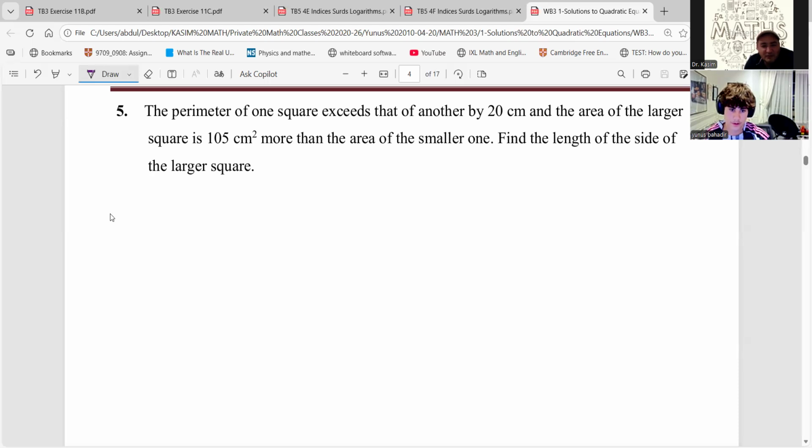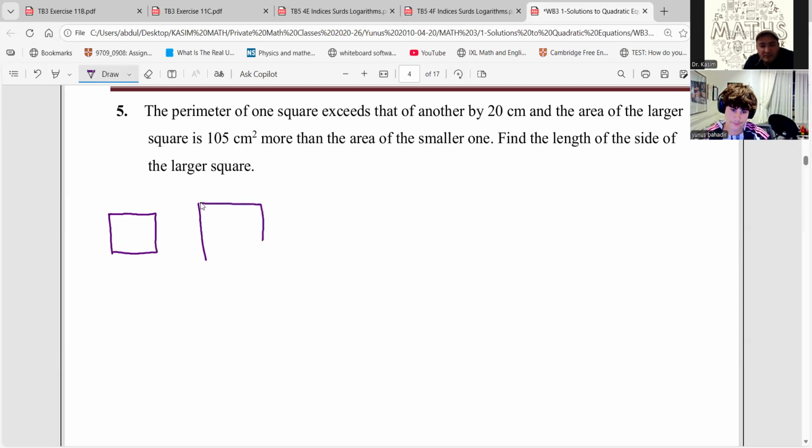Two squares, right? Let's draw this. This is the first, smaller one, and we're talking about the bigger one. Let's say the side of the first one is A, the second one is B, right? So the perimeter of the first square is 4A, and the perimeter of the second is 4B.